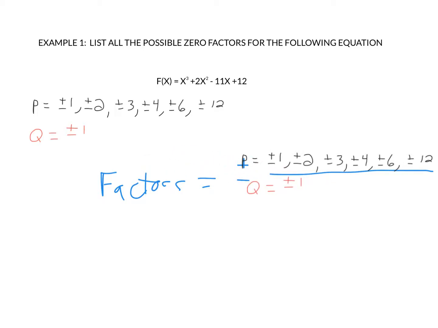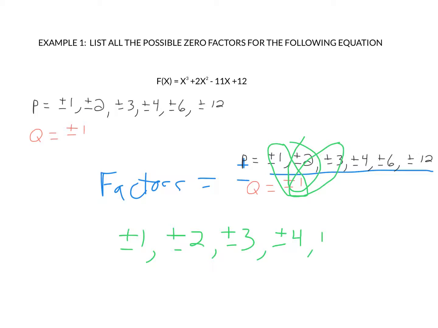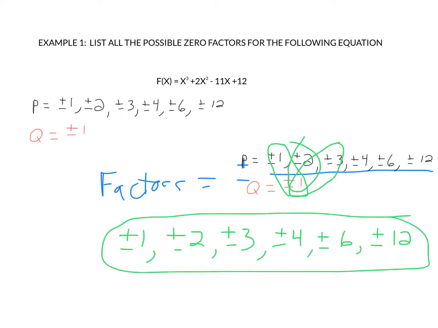So then once we do that, we're just dividing it like a normal fraction, seeing what we can reduce and all that other fun stuff. So here, we're going to have 1 over 1, so we can have plus or minus 1. Then 2 over 1, so plus or minus 2. 3 over 1, and so on. So you're going to have plus or minus 3, plus or minus 4, plus or minus 6, and plus or minus 12. So these right here are all our possible factors, and that's easy when our q value is only 1.